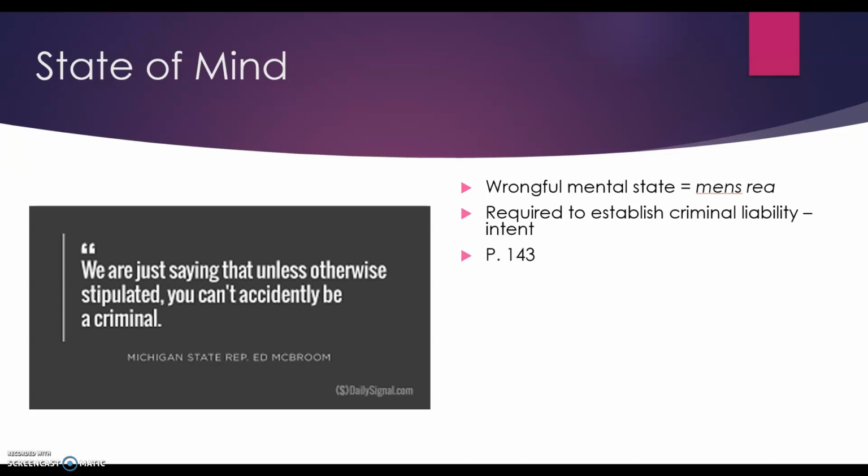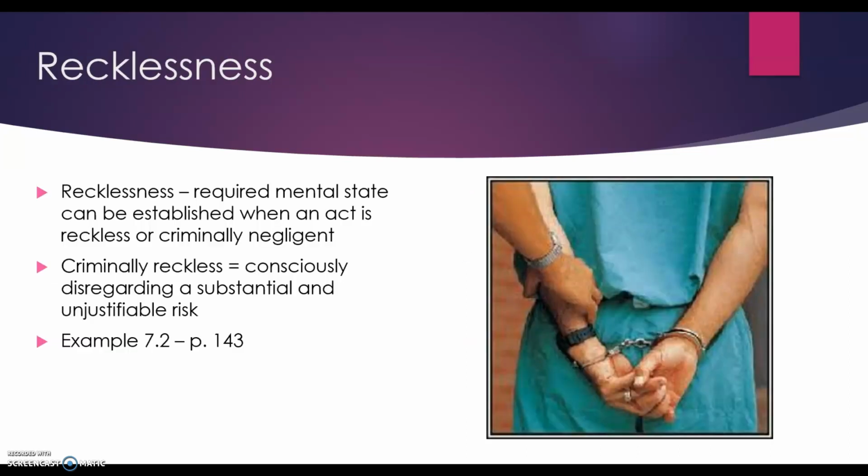So the wrongful mental state is required to establish a criminal liability, so a responsibility for a crime, you have to have intent. So that's why all the crime shows you've ever seen talk about establishing intent. There has to be a motive, kind of. One thing that can be one is recklessness, when an act is reckless or criminally negligent.